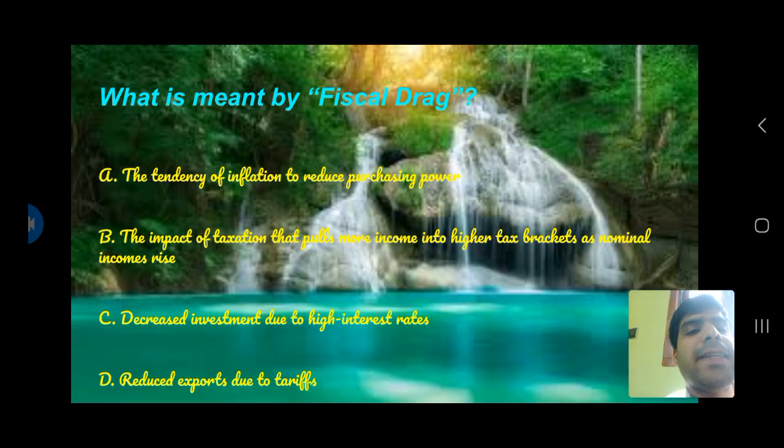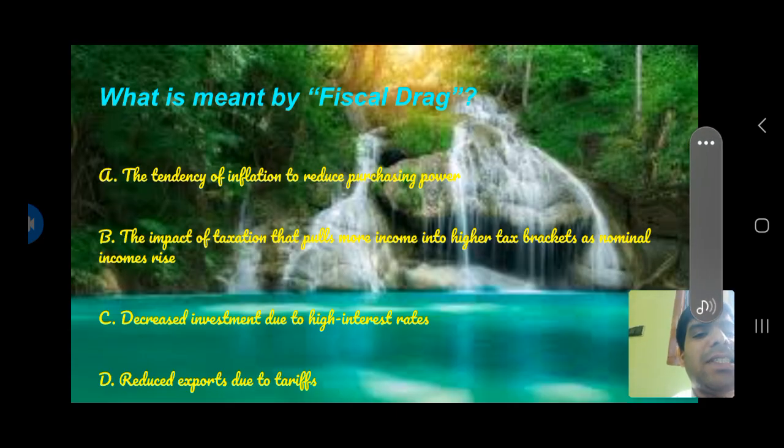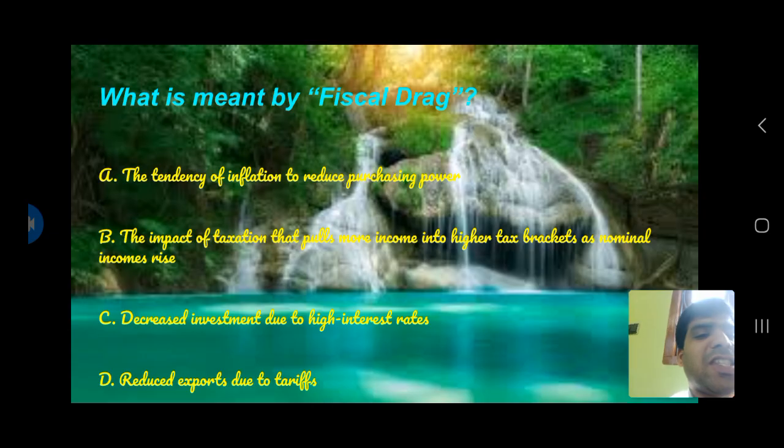Option A, the tendency of inflation to reduce purchasing power. Option B, the impact of taxation that pulls more income into higher tax brackets as nominal income rises. Option C, decreased investment due to high interest rates. Option D, reduced exports due to tariffs. And the correct answer is option B. Fiscal drag happens when inflation increases nominal income, pushing taxpayers into higher brackets, increasing tax burden without real income growth.